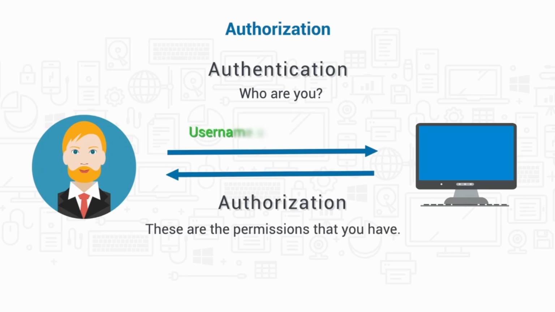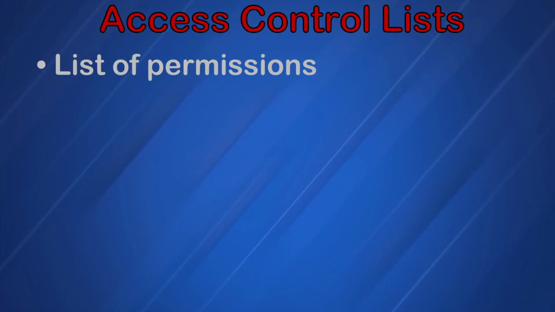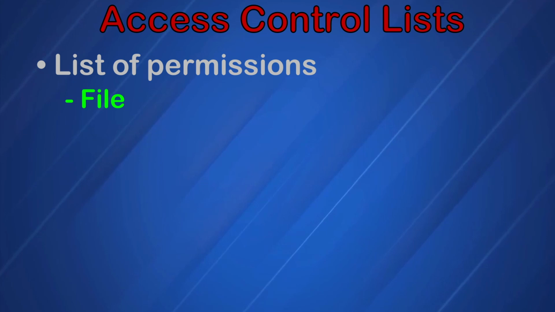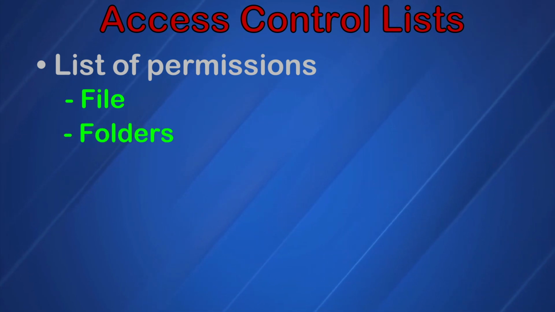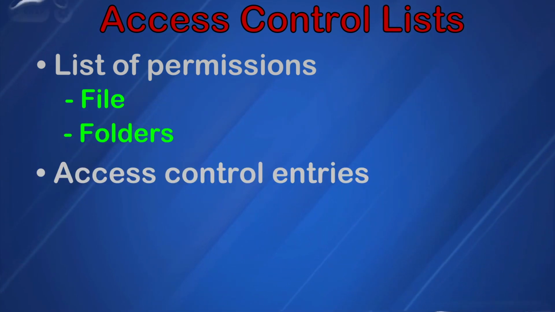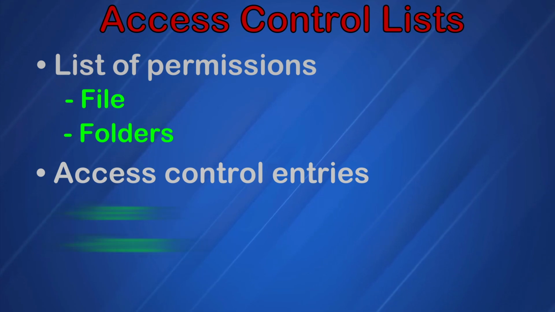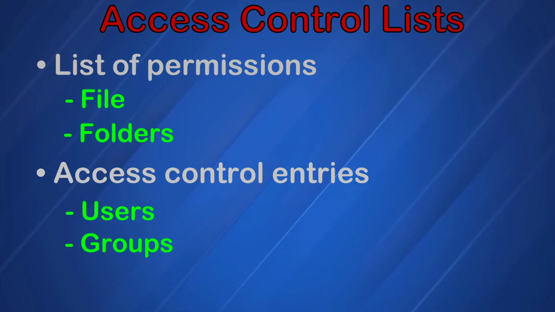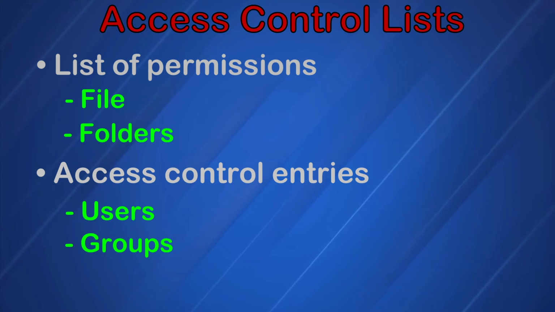Authentication is validated using login credentials, and authorization is validated using an access control list, or ACL. An ACL is a list of permissions attached to a resource, such as a file or folder. The ACL lists several entries known as access control entries, which are basically users or groups that have access to the resource. Groups allow for efficient administration and make security implementation easier.